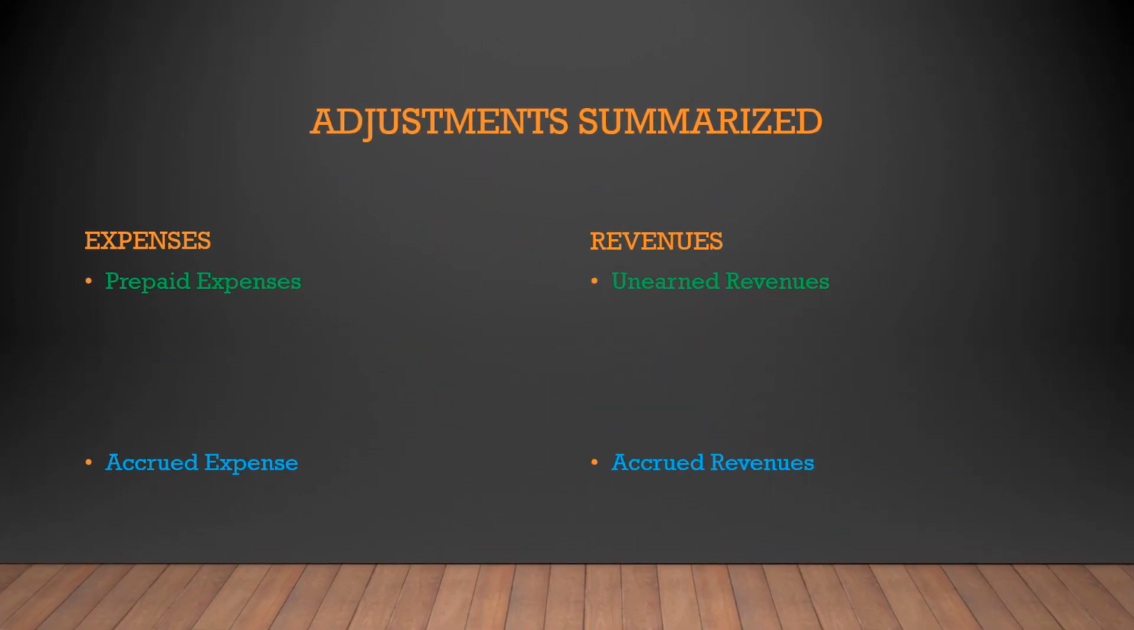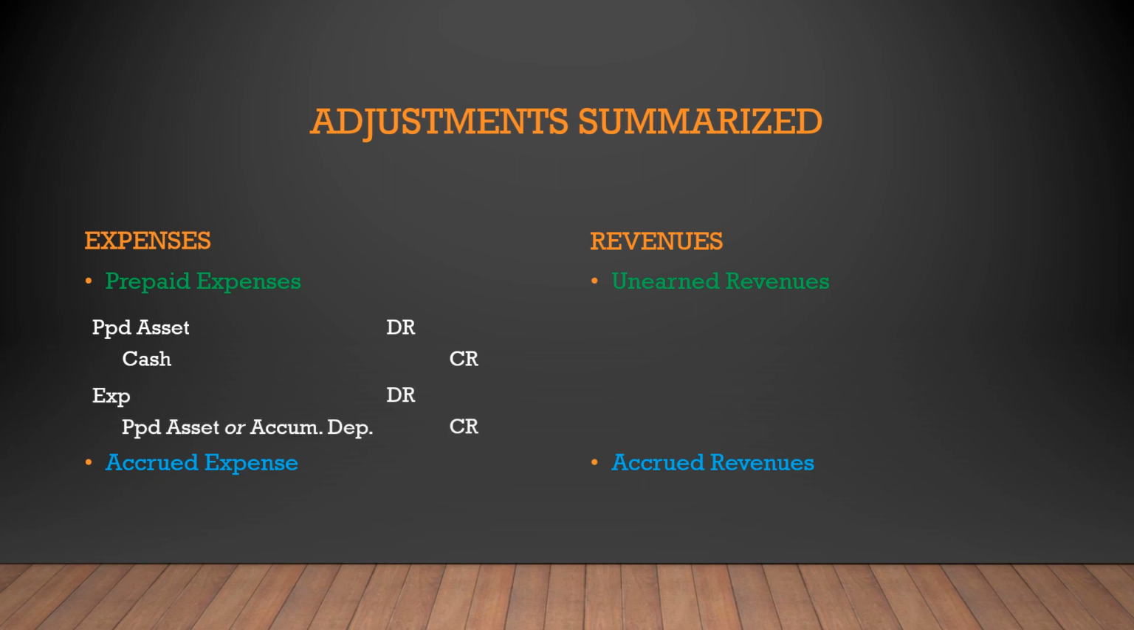To summarize our adjusting entries, with prepaid expenses, we initially recorded a debit to the prepaid asset account and credited our cash for the purchase of that asset. At year end, we record our adjustment by debiting an expense and crediting the prepaid asset. Note that if the prepaid asset is a fixed asset, like machinery or equipment, the expense we'll debit will be depreciation expense, and we'll credit accumulated depreciation.